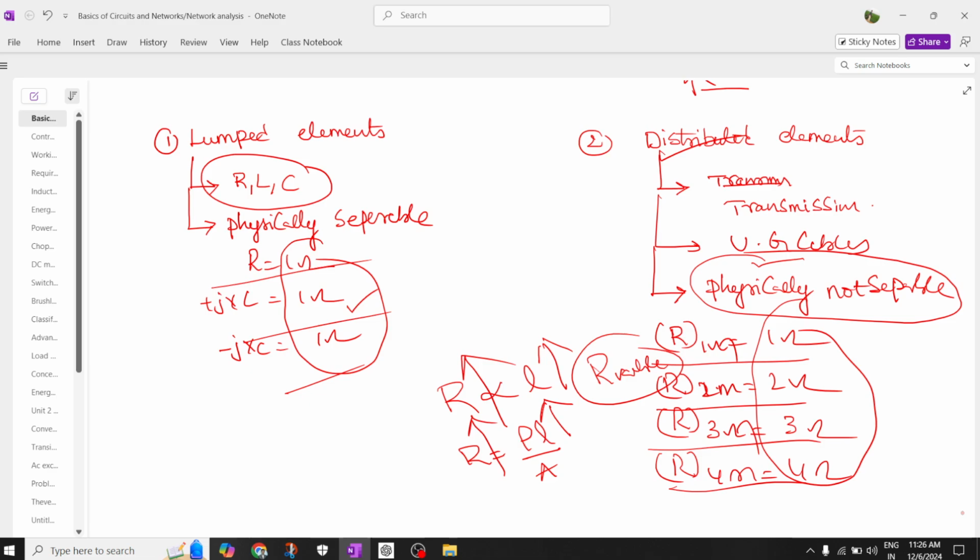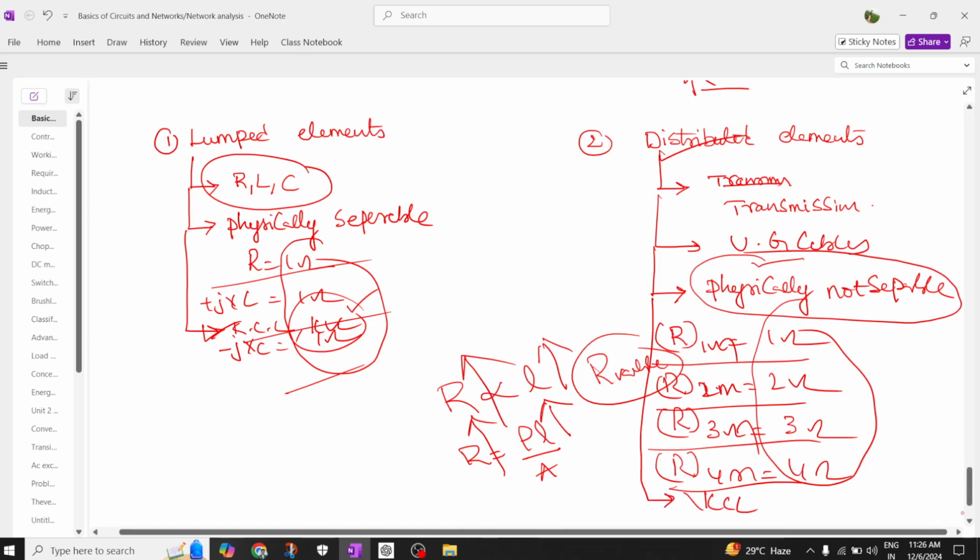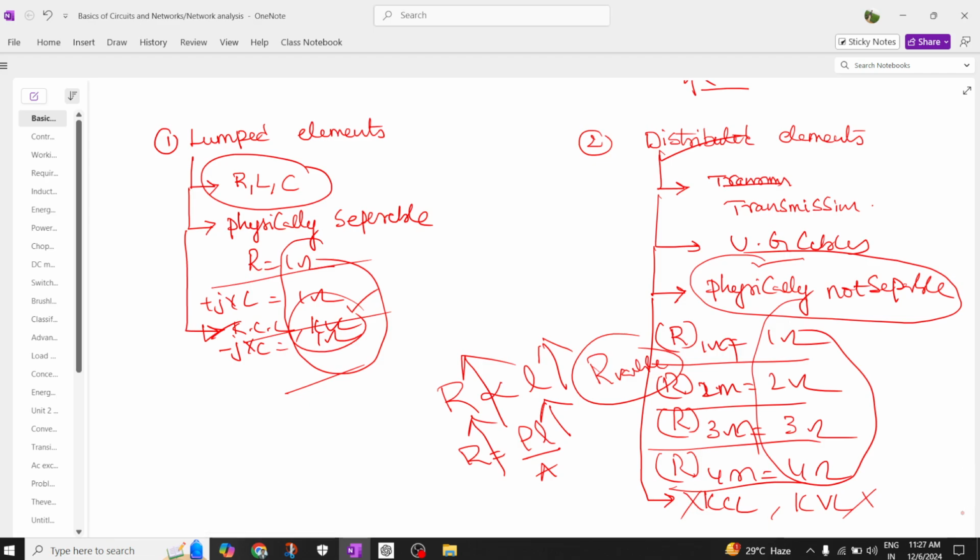Sir, what do lumped elements mean? If the elements are lumped, then only you can apply Kirchhoff's current law or Kirchhoff's voltage law. So here KCL and KVL are only valid, but in distributed elements you cannot apply Kirchhoff's current law, and you cannot apply Kirchhoff's voltage law also. So these elements play a major role. The analysis of distributed elements is very complicated, but the analysis of lumped elements is very simple. So it's very simple to understand.